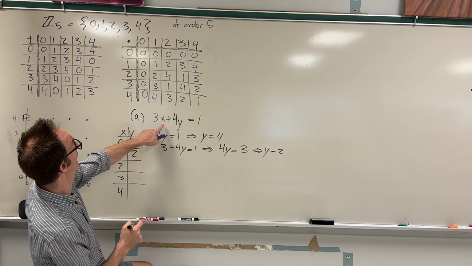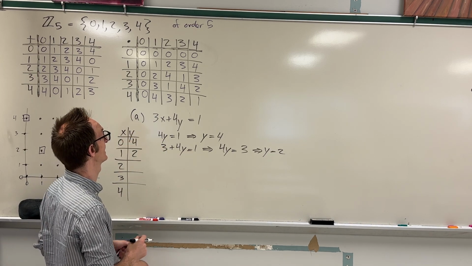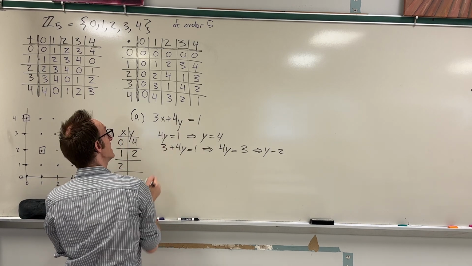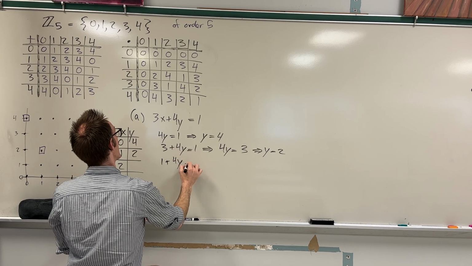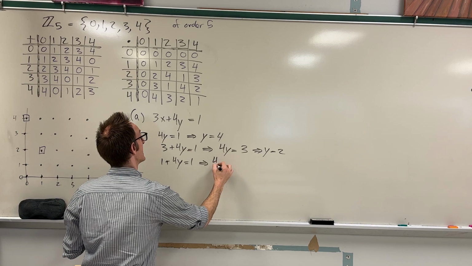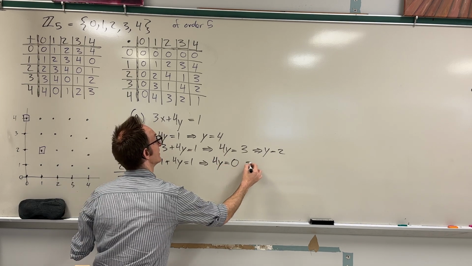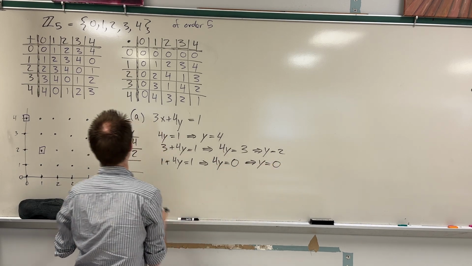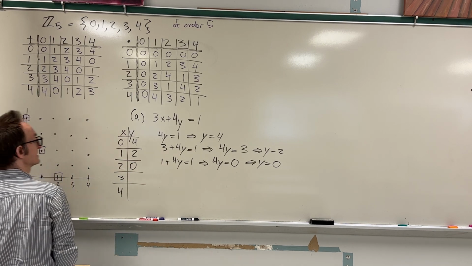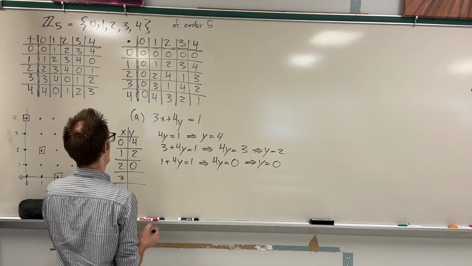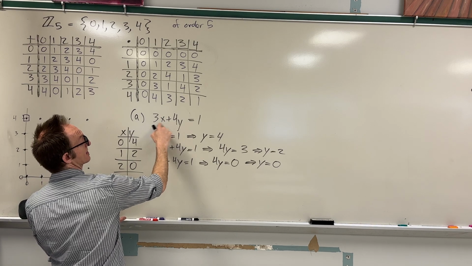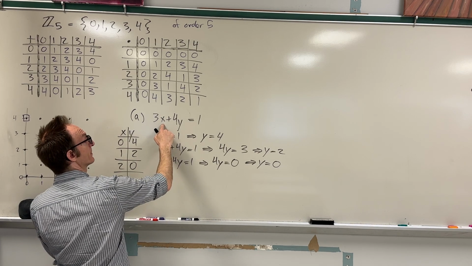If you plug in 2 for x here, you get 3 times 2 is 6, but 6 is just 1. So you get 1 plus 4y equals 1. Well, that's true only when 4y equals 0, but that's true only when y is 0. So I get 2 comma 0, and there it is. And then if I plug in 3 for x, I get 3 times 3 is 9, but 9 is 4.